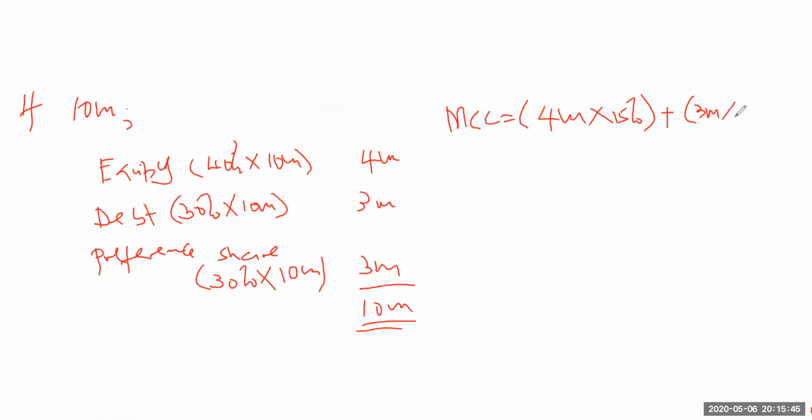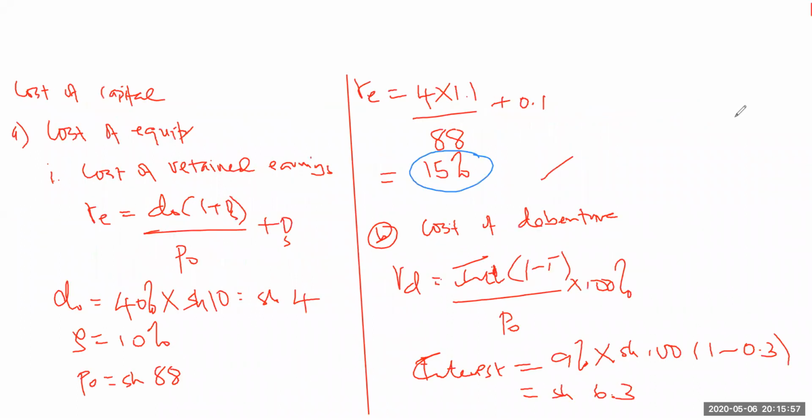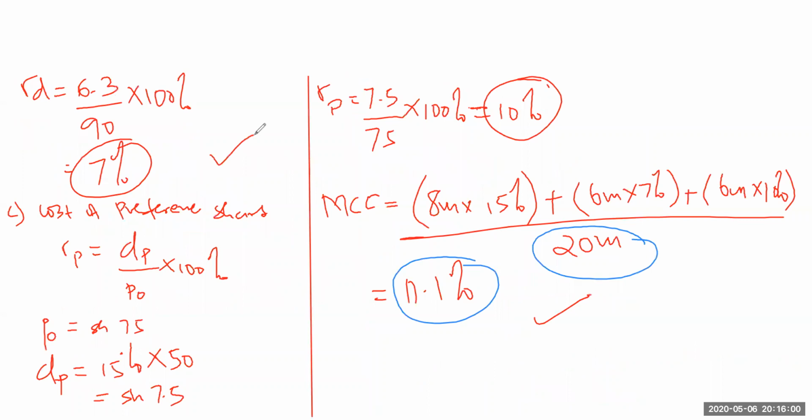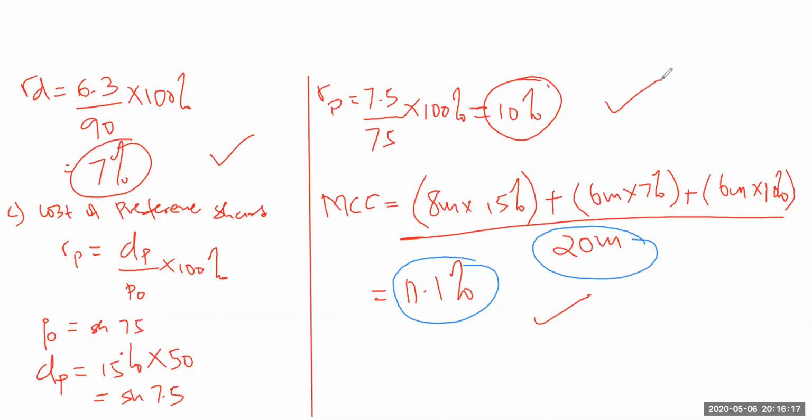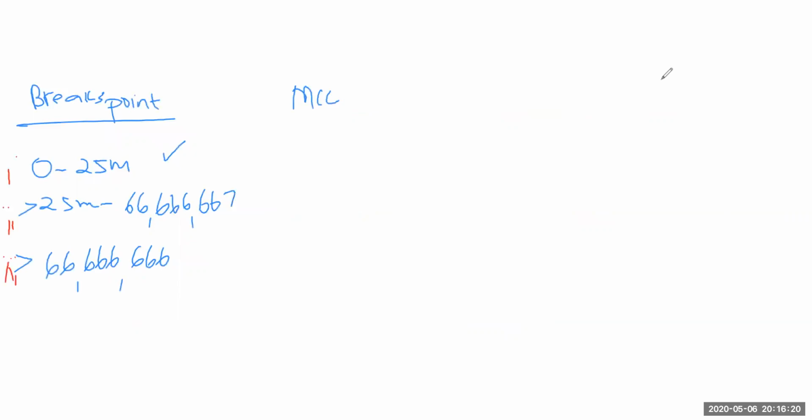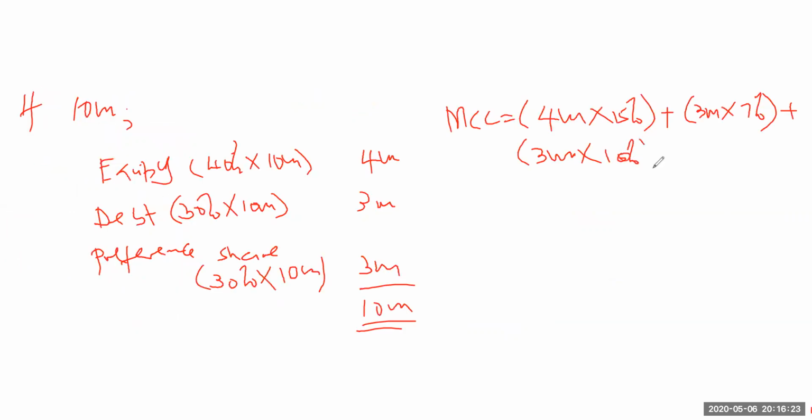3 million will come from debt. Don't forget, the 3 million is not yet above 20 million, so it is from the 9% debenture. The cost of the 9% debenture was 7%. And the 3 million will come from preference share, and the preference share doesn't change, so it remains as it was before. The cost of preference share was 10%. We divide by total capital, which is equal to the 10 million we have here.